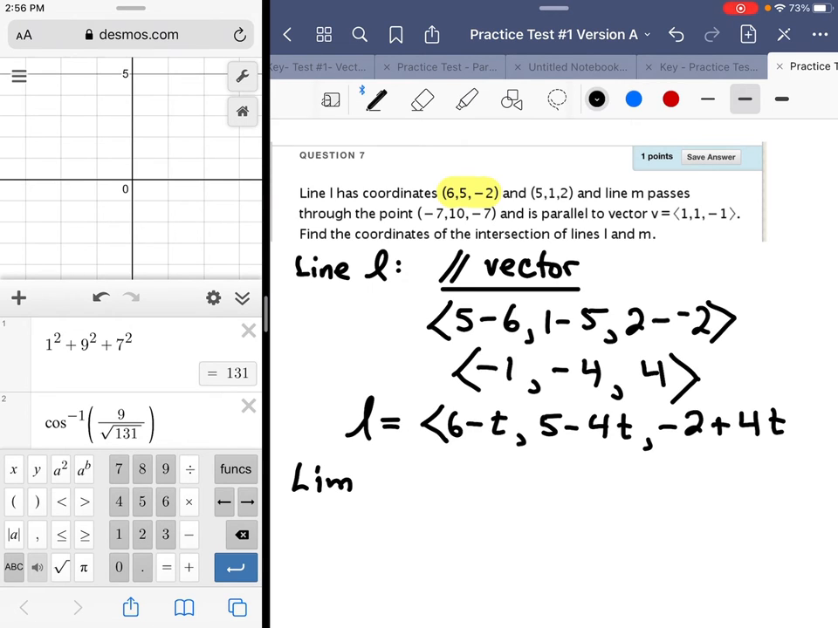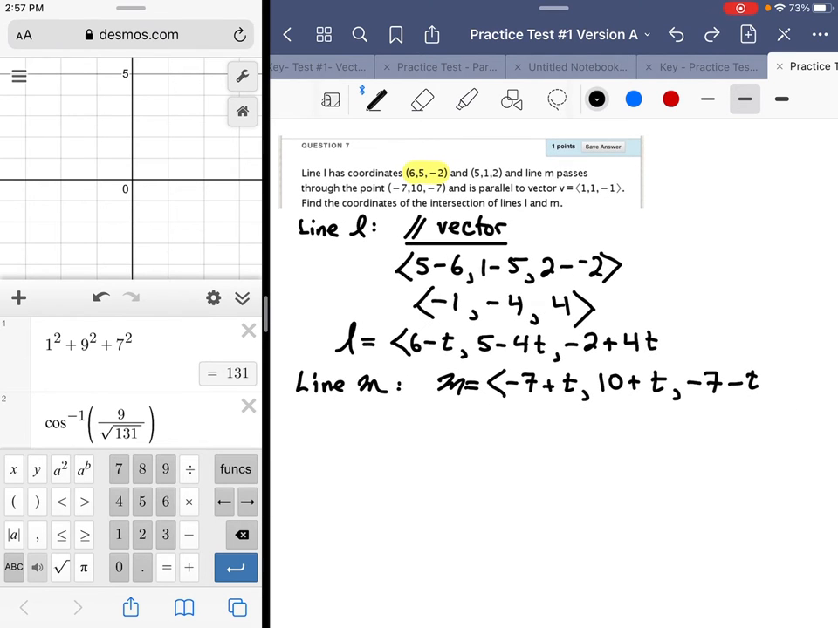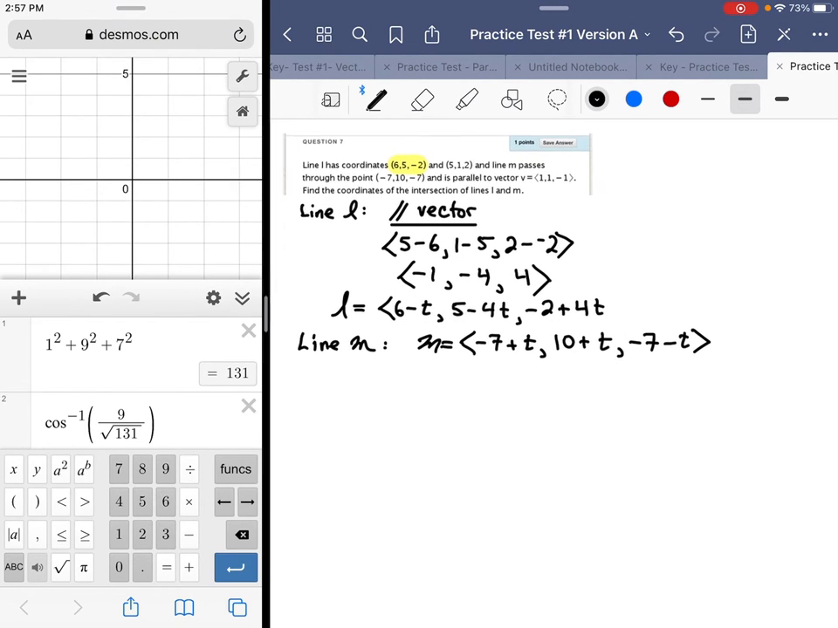Now for line M, much easier. Okay. We're given the parallel vector, so we're good there. We could just go right to it. M would be equal to, because they gave us the fixed point, negative 7 plus 1t, 10 plus 1t. I'll just write the t. I'm doing that all along anyway. Negative 7 minus 1t. And again, I can't stop myself from making those terrible closed brackets.